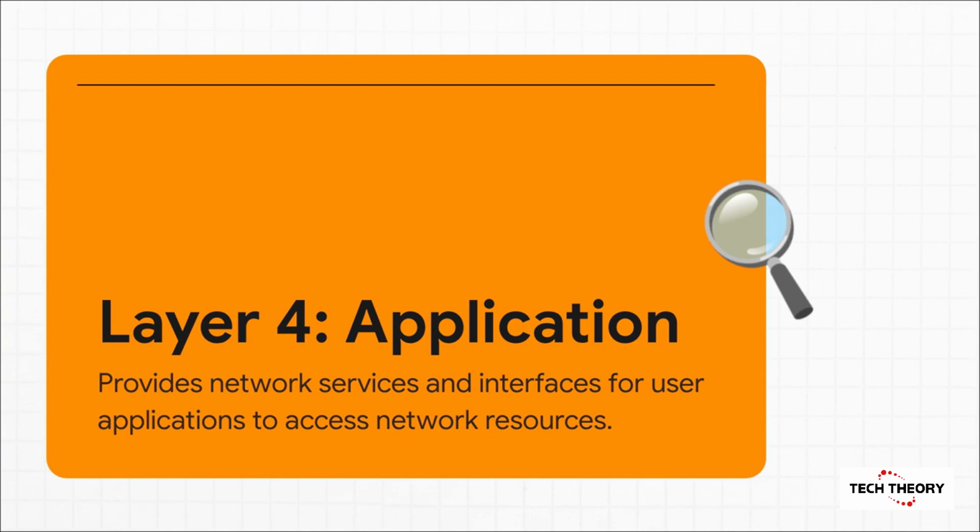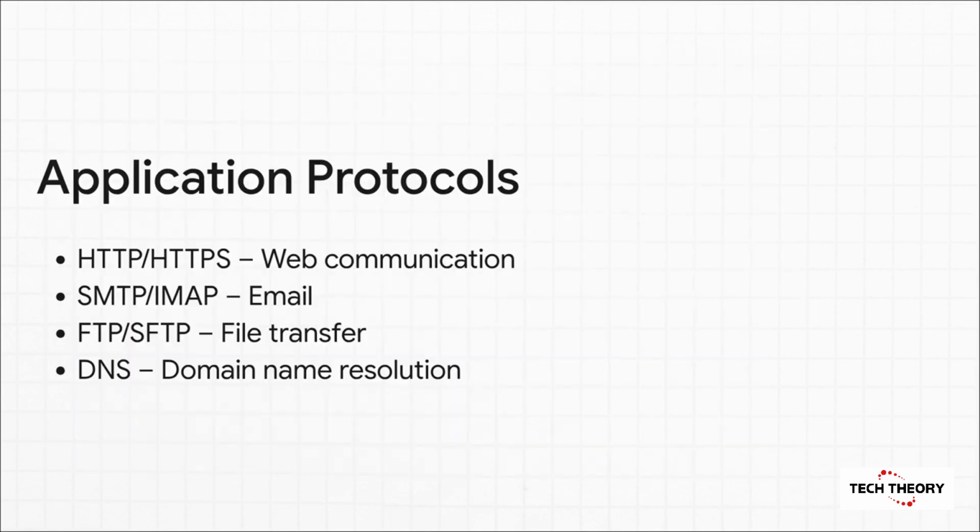This is the part you actually see and interact with. Your web browser, your email client, your file sharing app, that's all happening at the application layer. This is where your request is born. And you've definitely seen the languages or protocols of this layer before. Things like HTTP for websites, SMTP for sending an email, or DNS, which is basically the internet's address book, turning a name you can read into a number the network can understand.